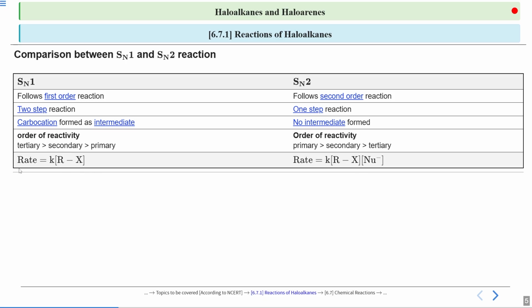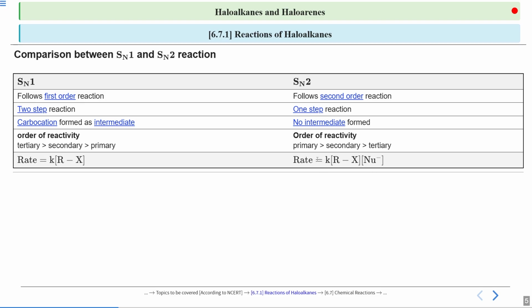So here the rate is only dependent upon the concentration of alkyl halide and not the nucleophile. But in the SN2 reaction, it is a second order reaction. So rate is depending upon both the concentration of alkyl halide and the nucleophile.